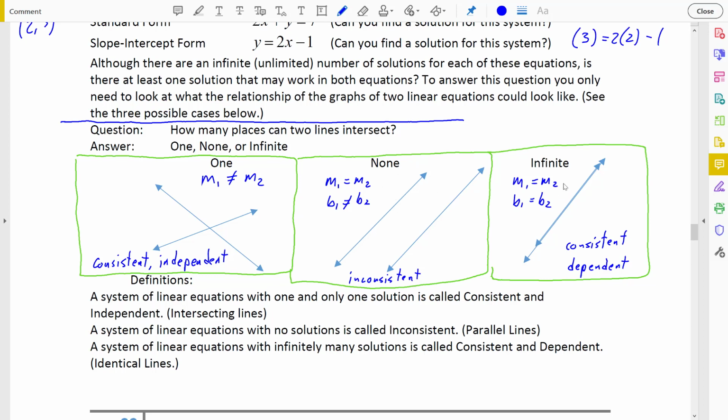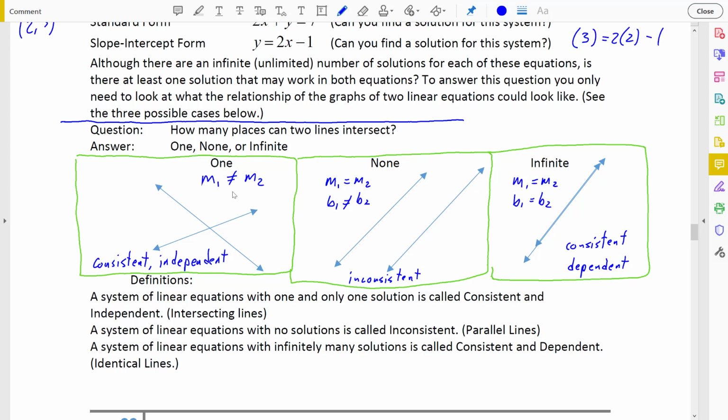A third possibility is infinitely many solutions. In that case, the slopes of the 2 lines will be identically the same, and the y-coordinates of the y-intercepts will also be identically the same, meaning that the 2 lines are identically the same. They graph as exactly the same line. We call such a system consistent and dependent. Consistent because it has at least one solution. Dependent because, in this case, the 2 equations or the 2 lines end up being the same line.